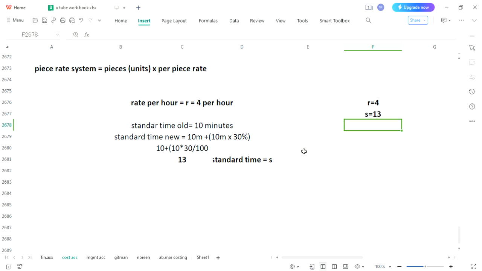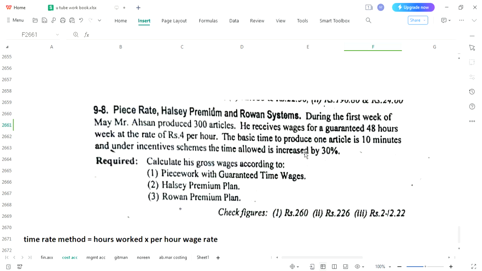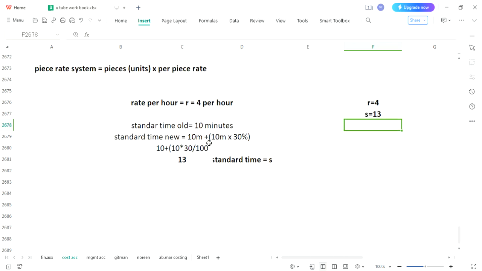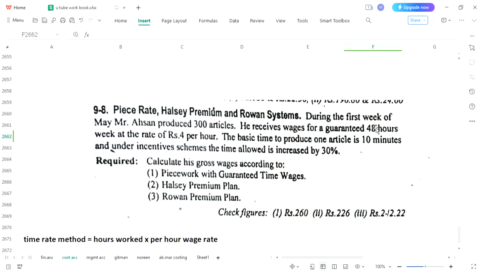Now let's see, we do need time taken. How much time had he taken? He received wages guaranteed for 48 hours a week. It means for 1 week he had worked for 48 hours. Time taken is 48. So whatever is needed in our question, we are trying to focus upon. These 3 points are very important. RST, remember it. R for rate per hour, S for standard time, T for time taken. And now we will directly calculate our requirement.